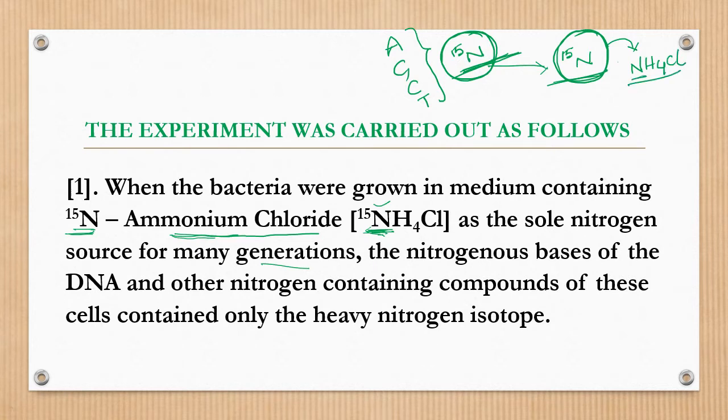This ammonium chloride in the medium acts as a source of nitrogen, and that nitrogen is an isotope. When the bacteria use this nitrogen as a source, all the nitrogen bases present in DNA consist of this N15. So the bacteria cultured in this ammonium chloride, which contains the isotope, have DNA that consists of N15. Remember.